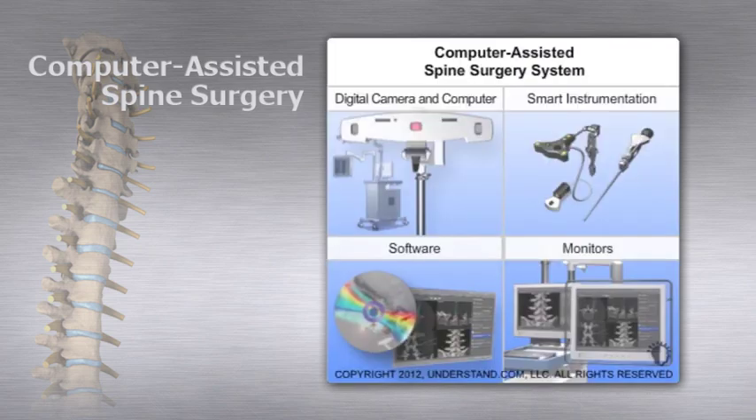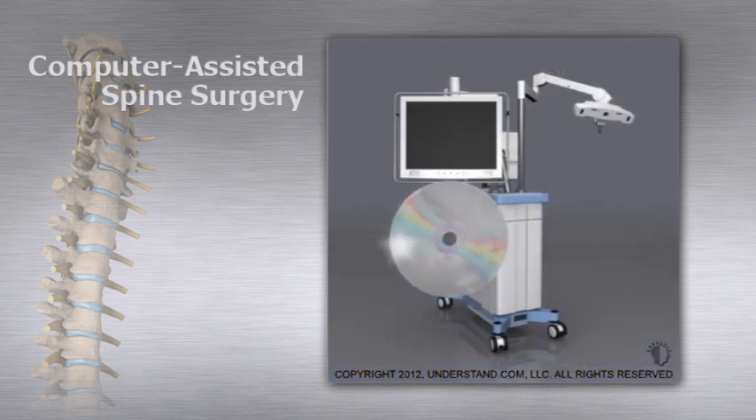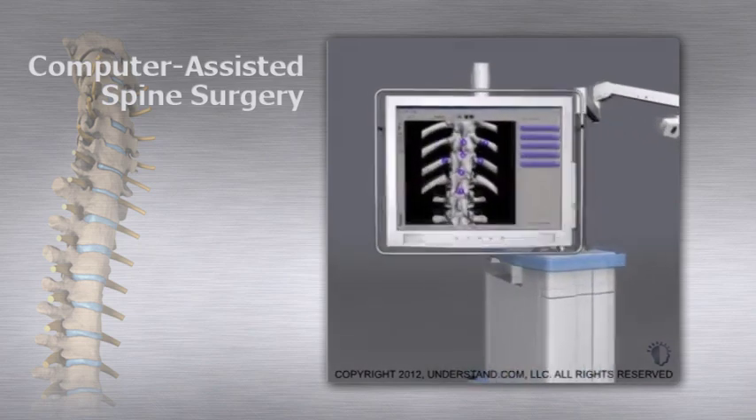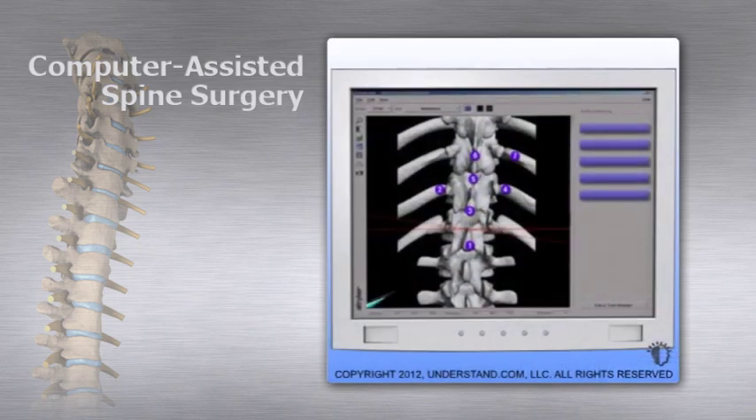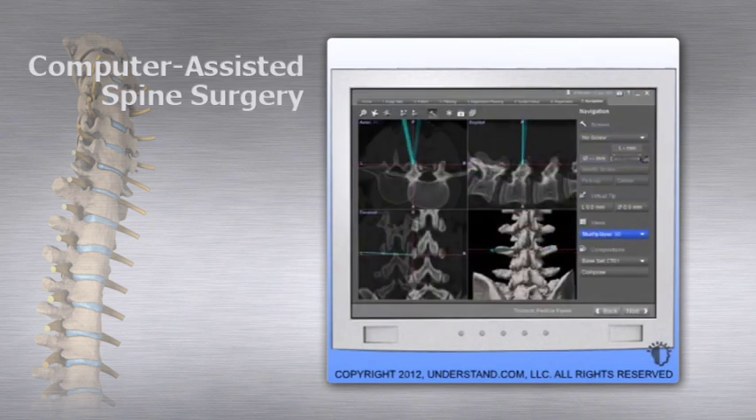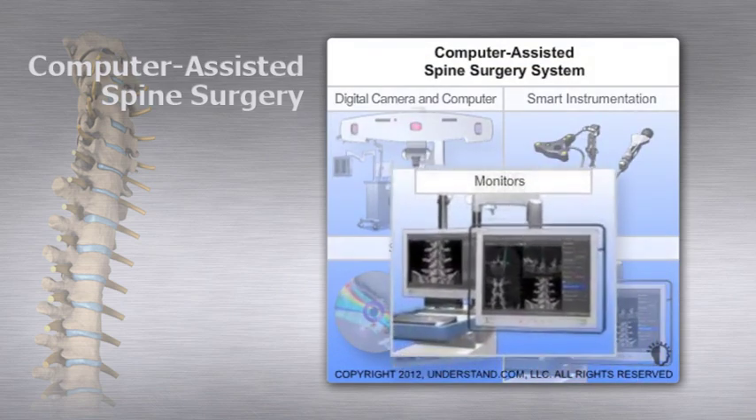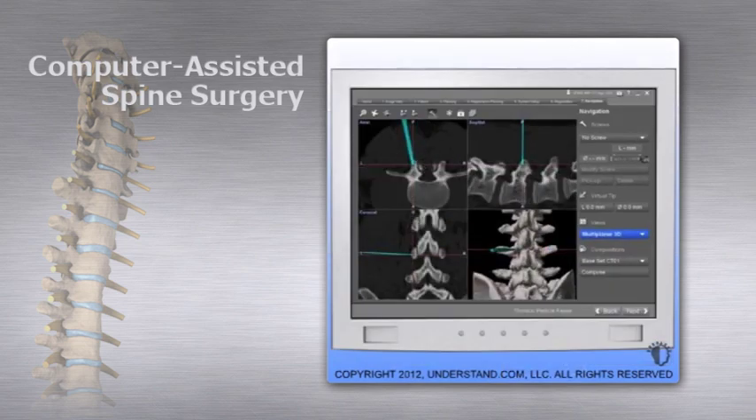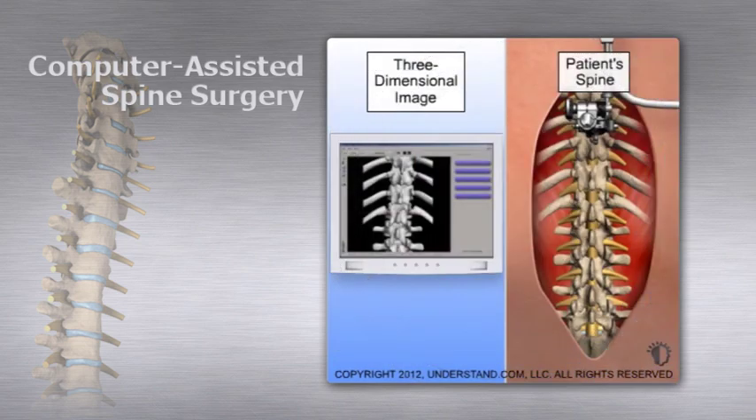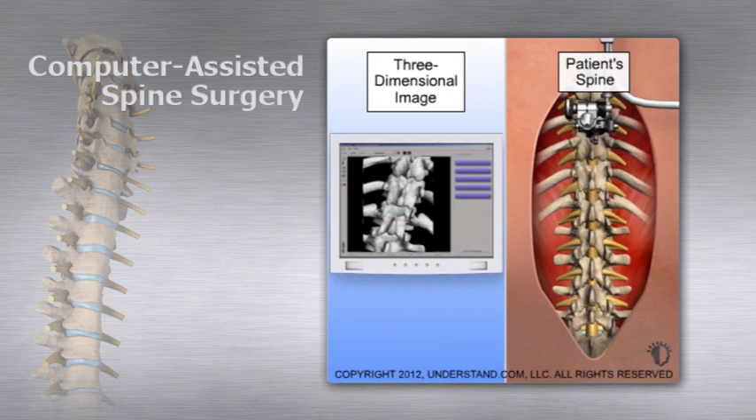The computer-assisted spine surgery system uses sophisticated, intuitive software to create three-dimensional images of the patient's spine by correlating imagery taken before or during the procedure with instrument calibrations done at the start of surgery. The software also tracks and displays the positions and trajectories of the smart instrumentation. The monitors provide surgeons an alternate, real-time, three-dimensional view of the spine that can be zoomed and rotated, greatly extending the viewing capabilities beyond what is seen in the exposed surgical field.